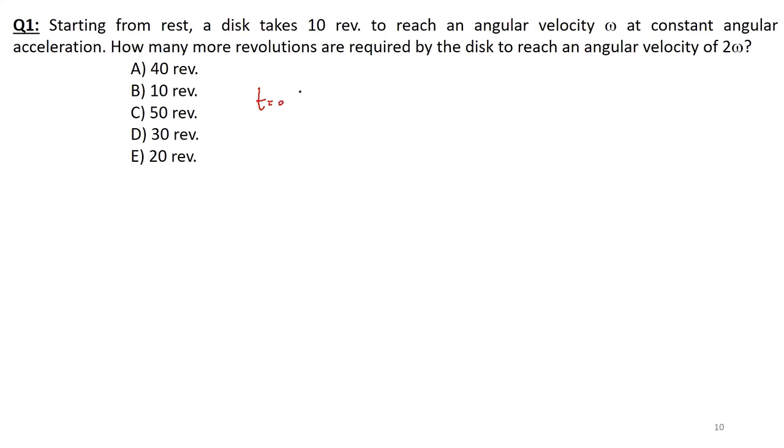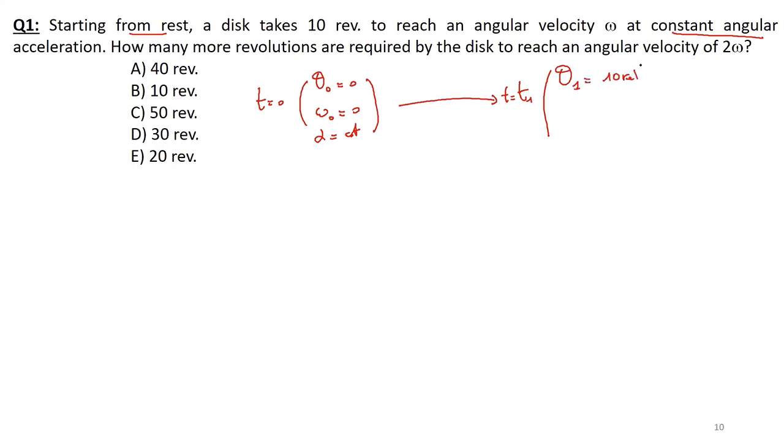At t equals 0, theta 0 is 0. I will take it as my reference of angular position. Omega 0 is 0 because I start from rest. And alpha is constant because I said constant angular acceleration throughout the motion. Then at t equals t1, theta 1 is equal to 10 revolutions. Omega 1 is equal to omega, because it takes 10 revolutions to reach an angular velocity of omega. And still alpha is constant throughout the motion.